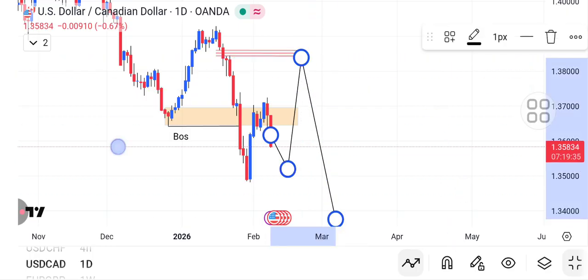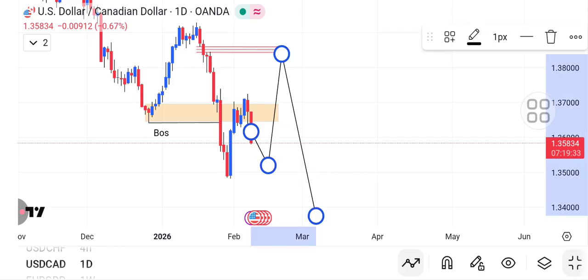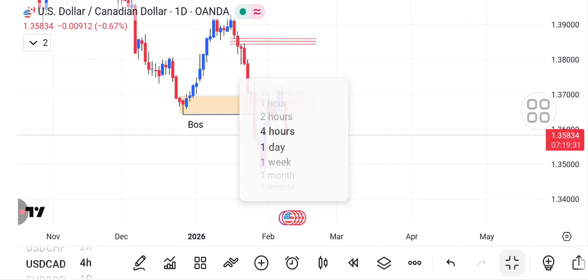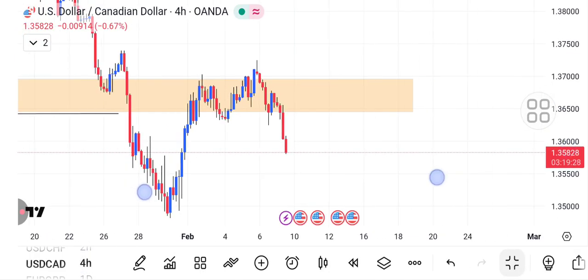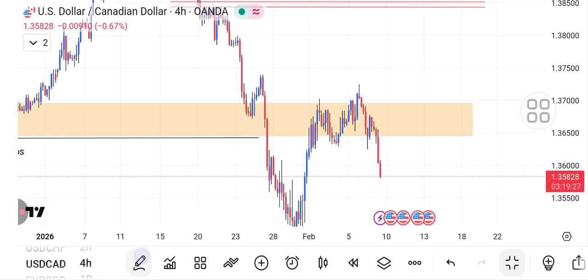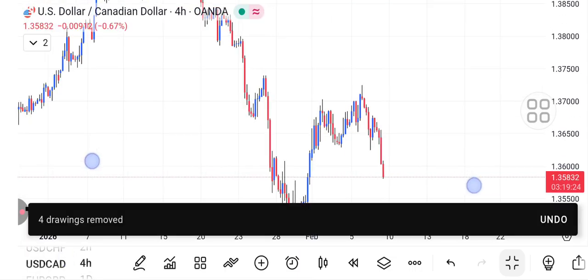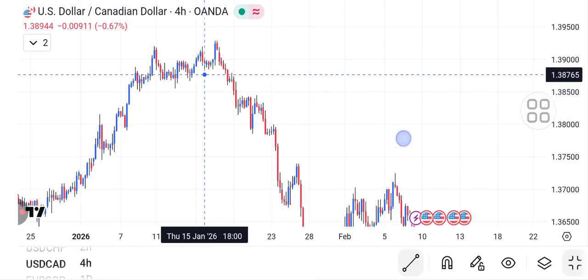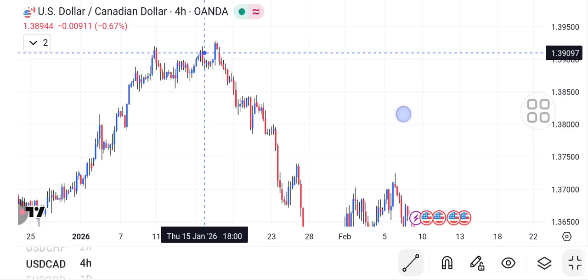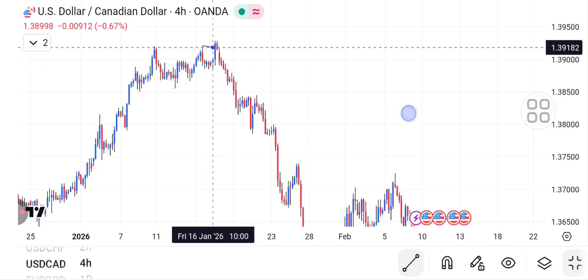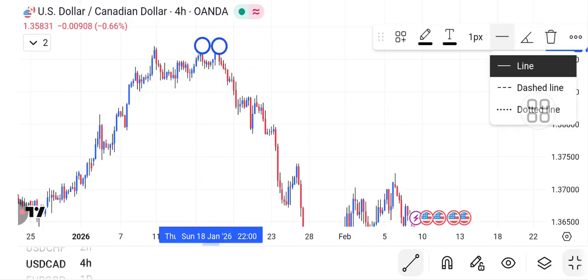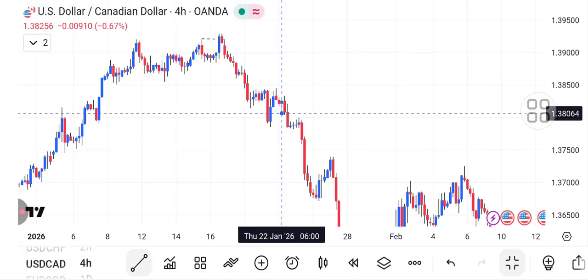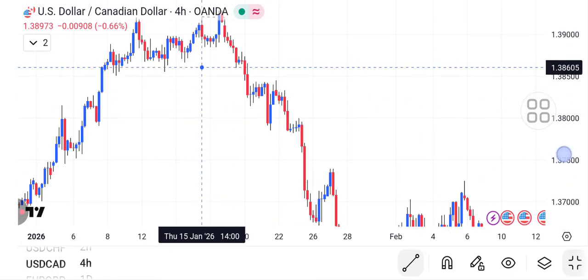So everything is possible. What I did, I went to the 4-hour to see what was happening. On the 4-hour, deleting everything, I saw that price had made a market structure shift right here after sweeping this liquidity. After sweeping that liquidity, price had made a market structure shift.